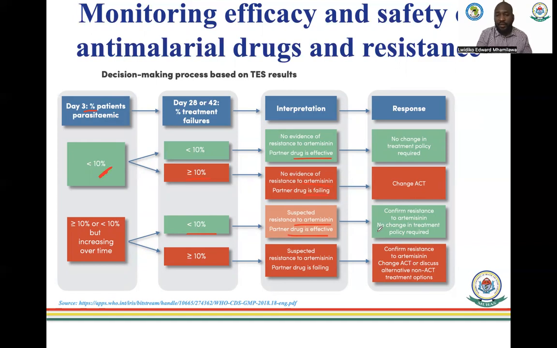I will talk about them in a minute. But then you don't need to make any change of policy requirement in this context. But then if you have this case at more than 10% in day 3, more than 10% in day 28, you are suspecting all the drugs are failing. And then you need to confirm artemisinin resistance and then change the medication, which is a non-ACT option, looks at the chloroquine or other drugs.